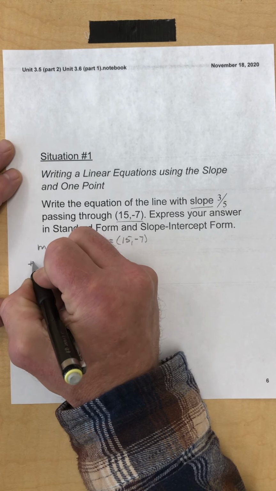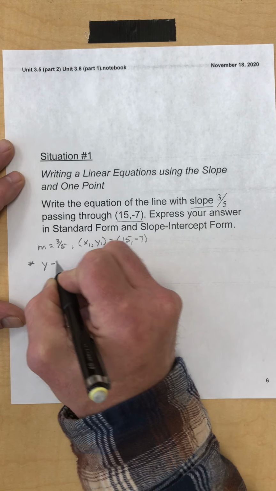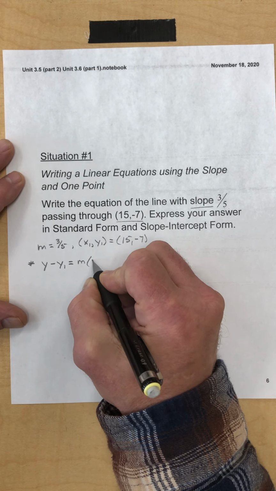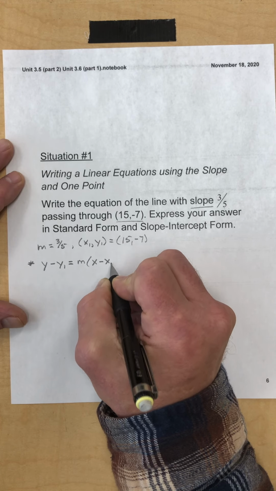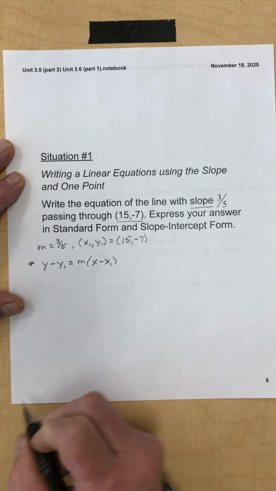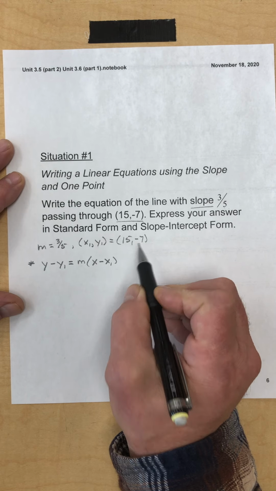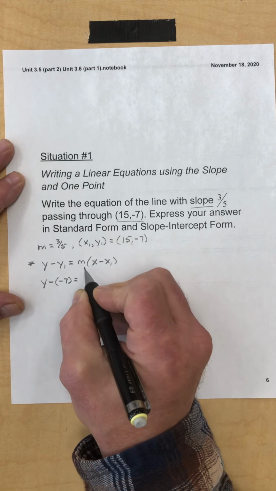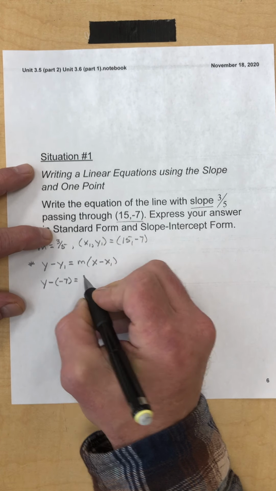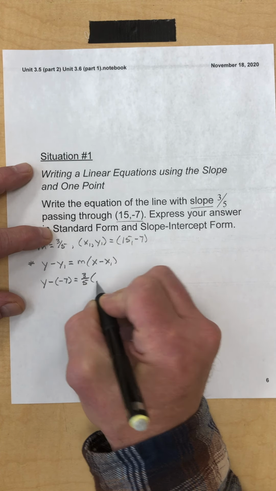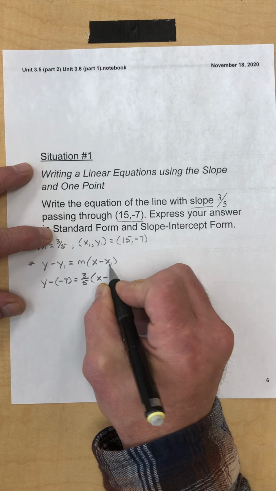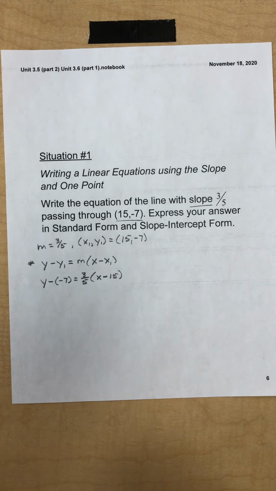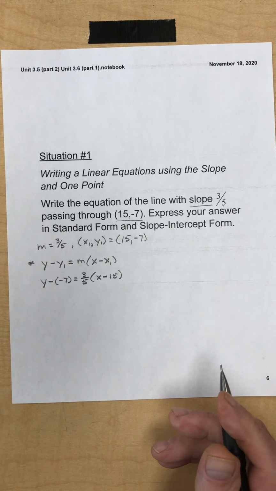So we start with that point-slope formula, y minus y sub 1 equals the slope, which is m, times the quantity of x minus x sub 1, and then we substitute in. So y sub 1 is negative 7, so we get y minus a negative 7 equals the slope, which is 3/5, times the quantity of x minus x sub 1, which is 15. Okay, so this is where we start.